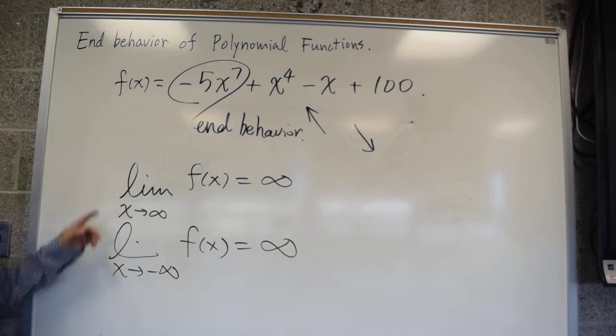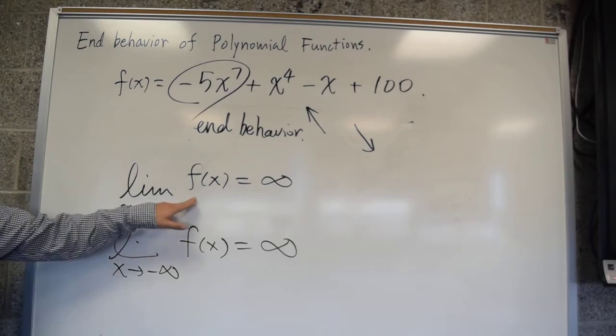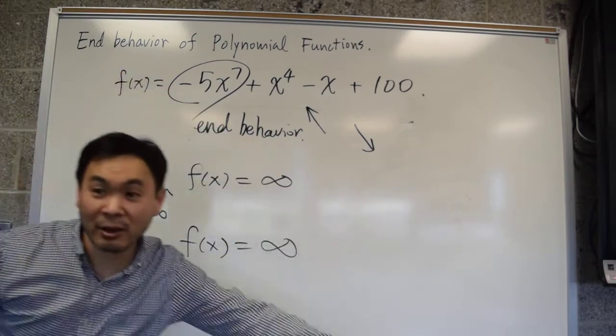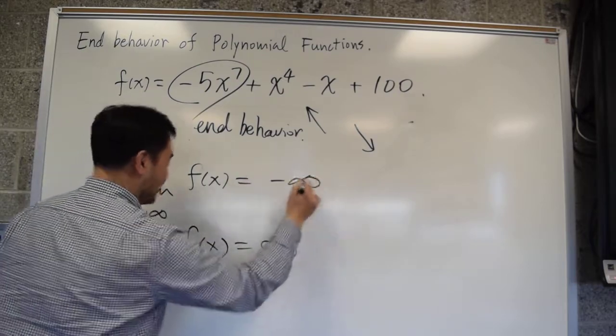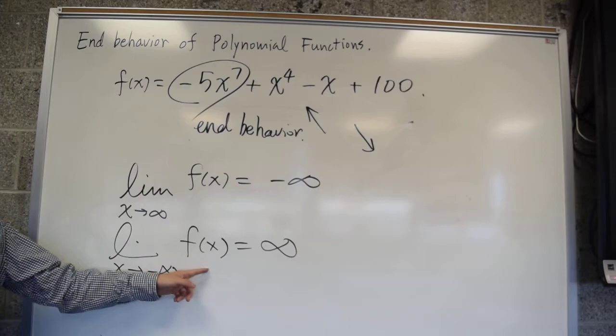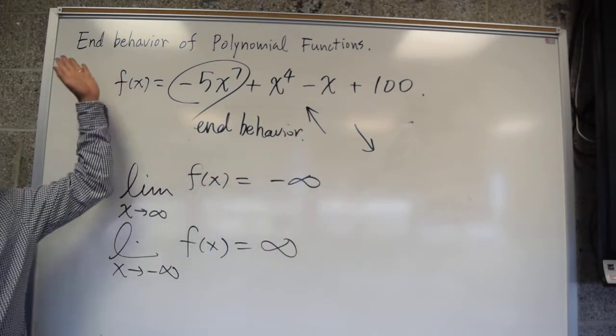Now, can you write it in this form? As you go right, what happens to the function? Goes down, right? What should I write? Down. Negative infinity. How about this? This is good because as you go left, it goes up, positive infinity.